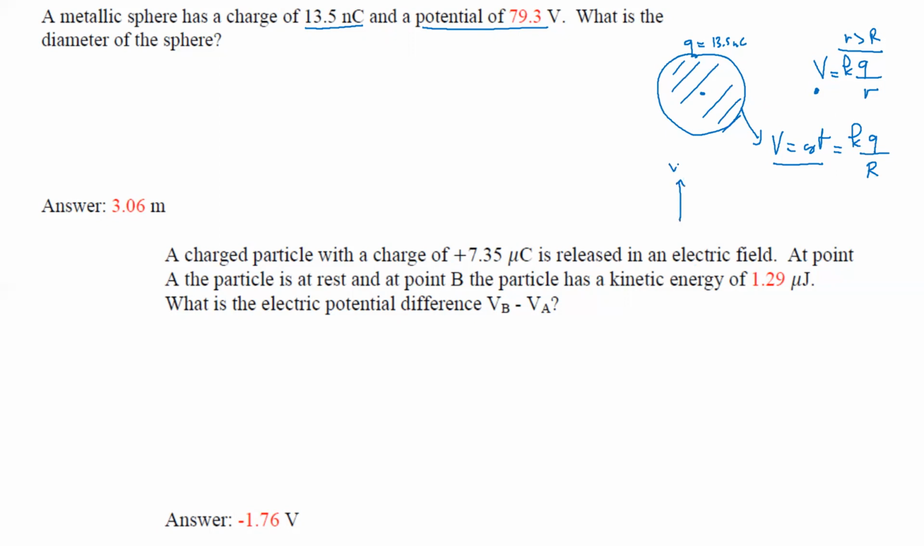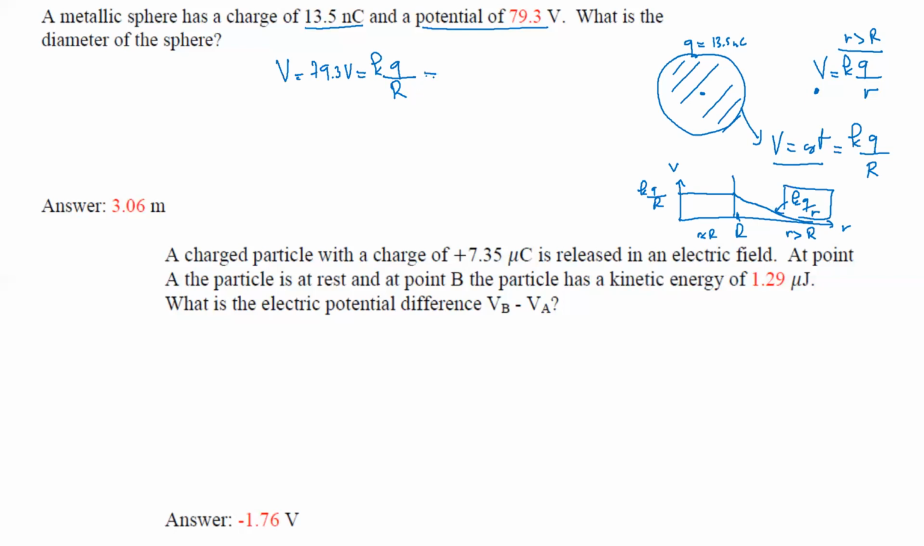If I plot V as a function of the distance R, I look at two regimes: inside, when R is smaller than capital R, and outside, when the distance is bigger than capital R. Inside it's constant and equal to K Q divided by the radius, and from there it decays as K Q divided by the distance R. So the distance dependence is outside, but inside it's constant. So the potential that I gave you, V, which is 79.3 volts, is just K multiplied by the charge Q divided by the radius R.